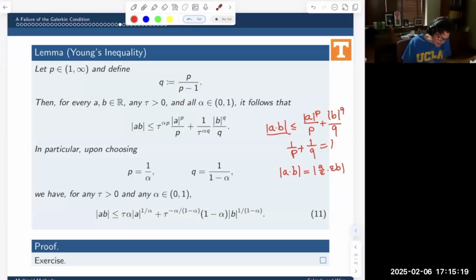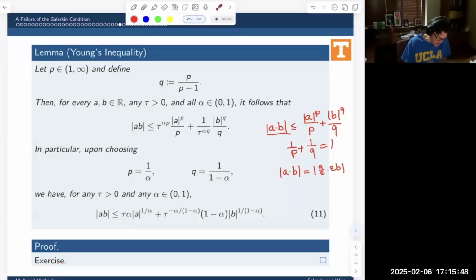And any tau, so the epsilon is related to tau, or I should say tau is related to epsilon, and the alpha is as well. But I can choose them any way that I want so long as tau is positive and alpha is between 0 and 1. Then this results from the Young inequality here. So you're going to confirm that in a homework exercise.